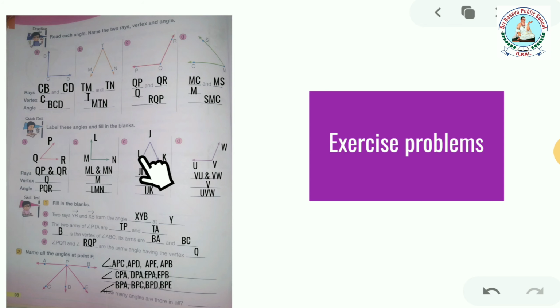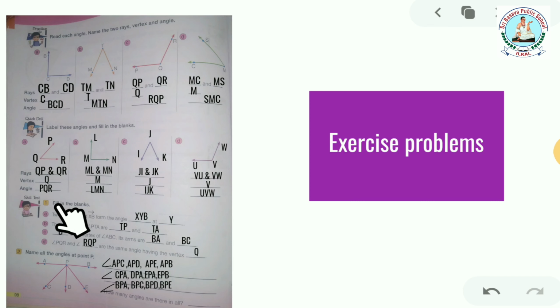Next, I have taken the letters and labeled them like I, J, K. JI and JK are the arms of this angle. J is the common point, that is the vertex of this angle, and IJK is the name of this angle. That is what I have written here, and here as well you have to use the symbol of this angle. Next figure, I have named it as UVW. So VU and VW are the arms of this angle. V is the common point and UVW is the name of this angle.